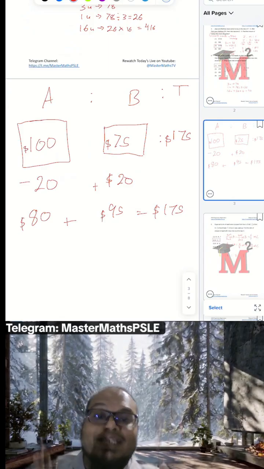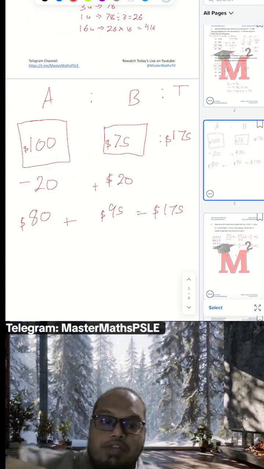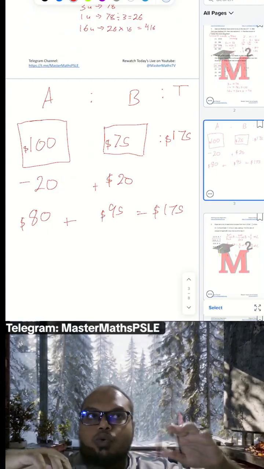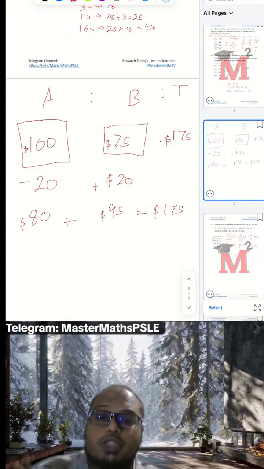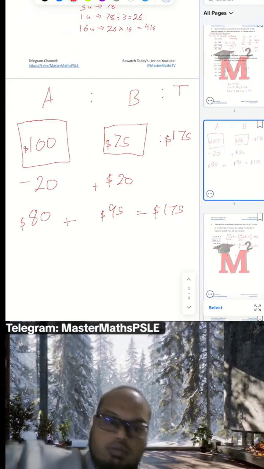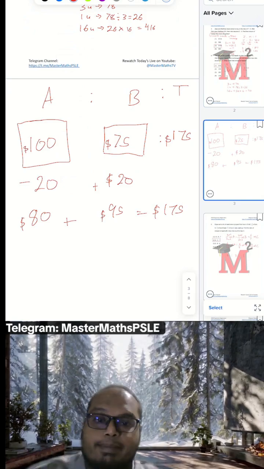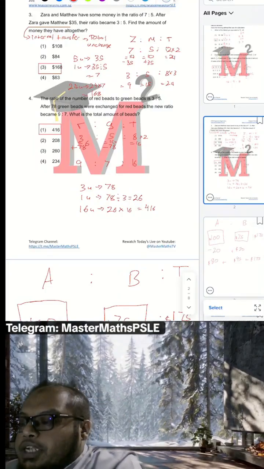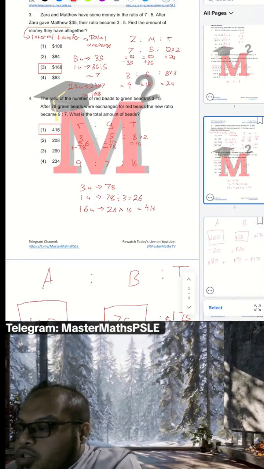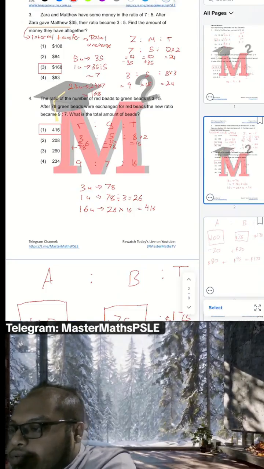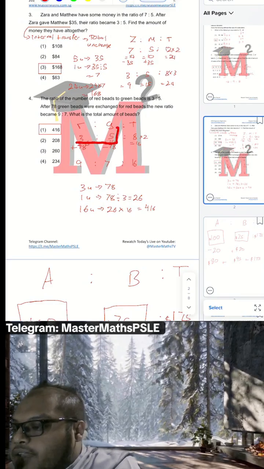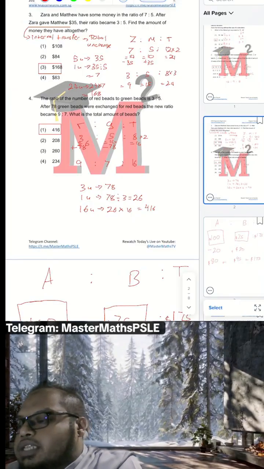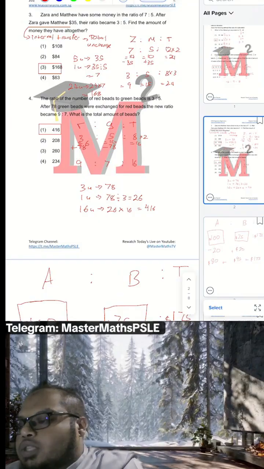This happens when you have quantities with equal decrease and increase. It doesn't have to be two quantities, it can be three quantities also, but the total increase and total decrease are the same. Okay, so with that, the ratio before was 3:5. So the total is 8. After is 9:7. The total is 16.